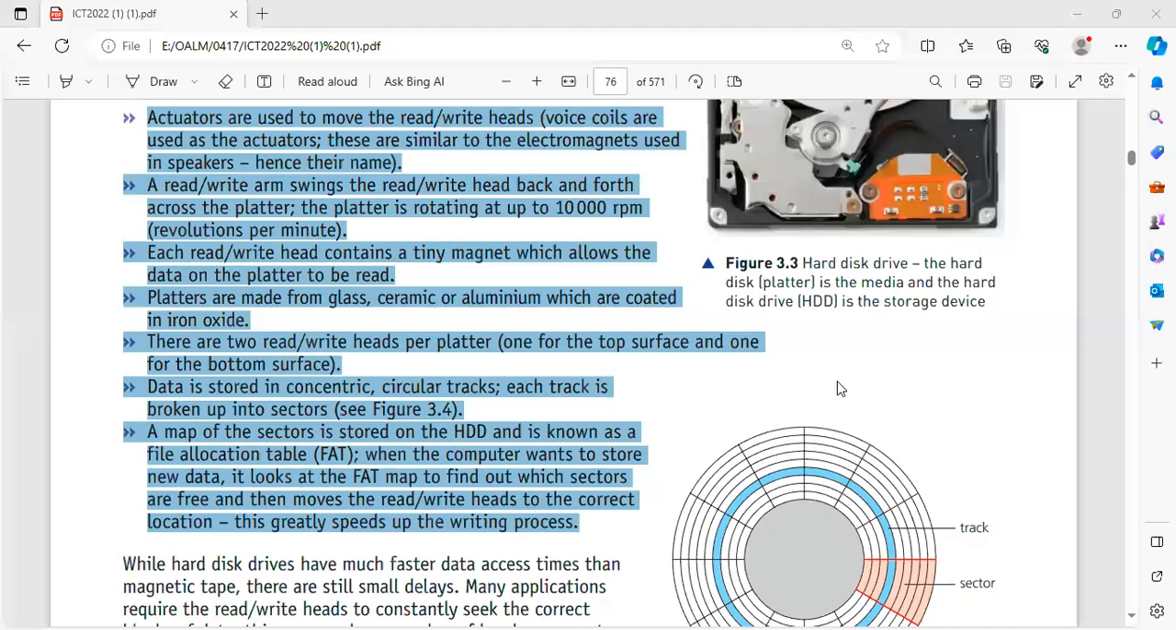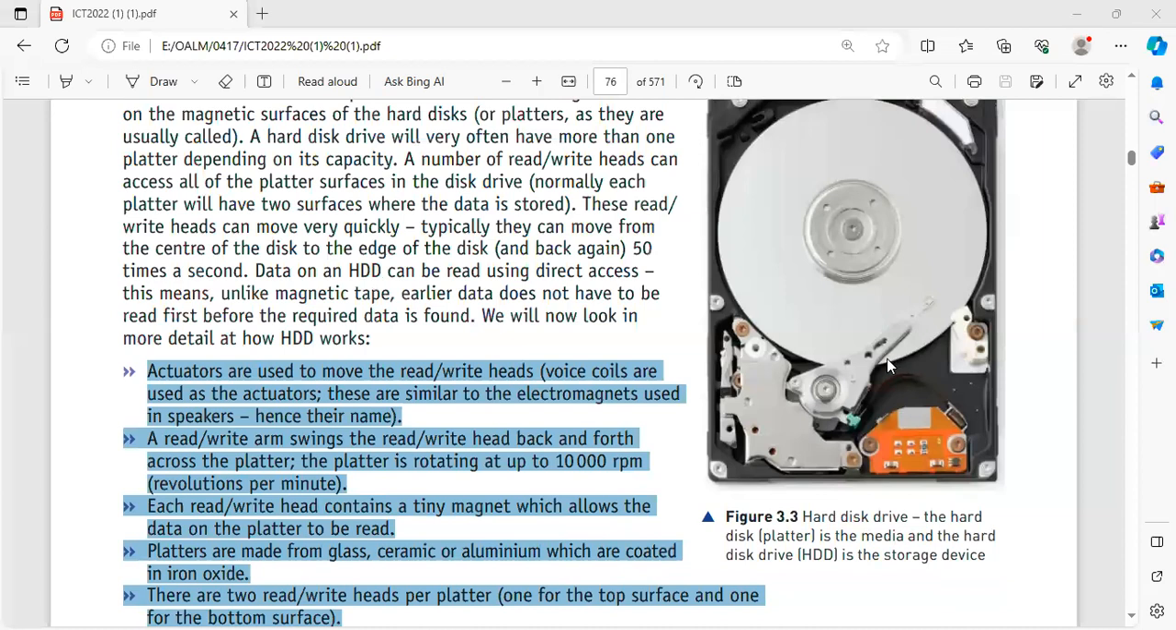You understand? Yes, sir. So basically, this arm movement is called backward or forward movement. The disk surface rotates with 7,200 RPM, revolutions per minute. Its speed is measured by RPM. So in 1 minute, it makes 7,200 revolutions. RPM means revolutions per minute. So it revolves around the disk.